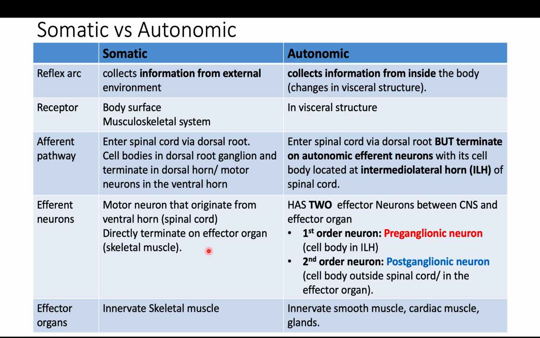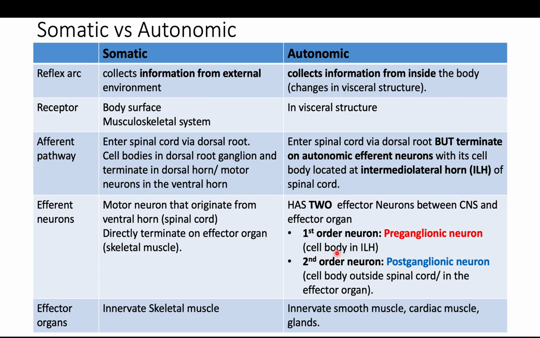For the efferent neuron, its motor neuron output originates from the ventral horn. But it directly terminates on the effector organ, which is skeletal muscle, the organ that you can control voluntarily. But the autonomic nervous system actually has two effector neurons, meaning two output cables. The first output cable is called the first order neuron, also known as the preganglionic neuron. The second one is the second order neuron, the second cable that connects to the first cable, also known as the postganglionic neuron.